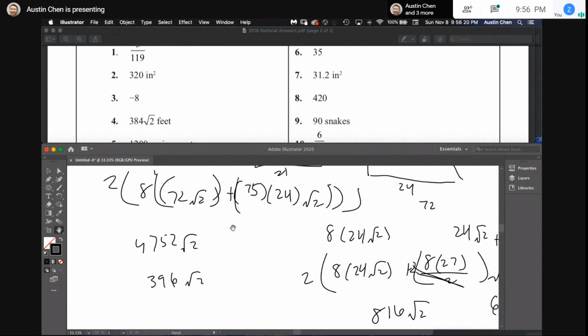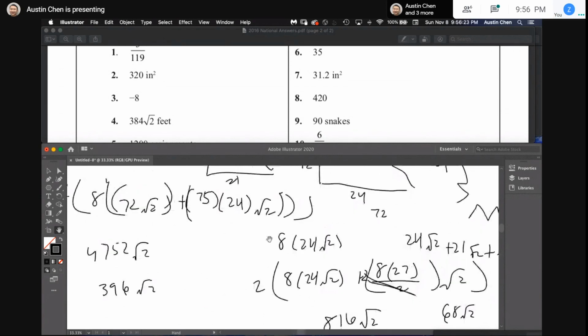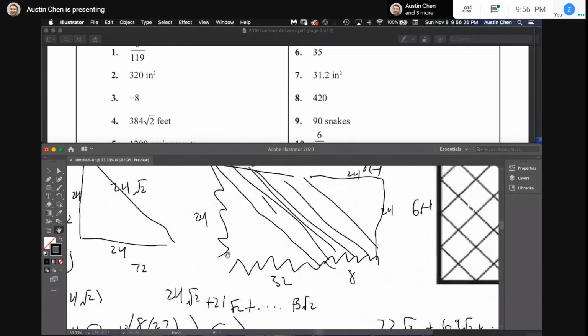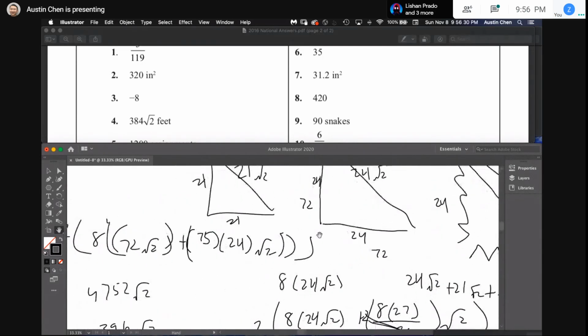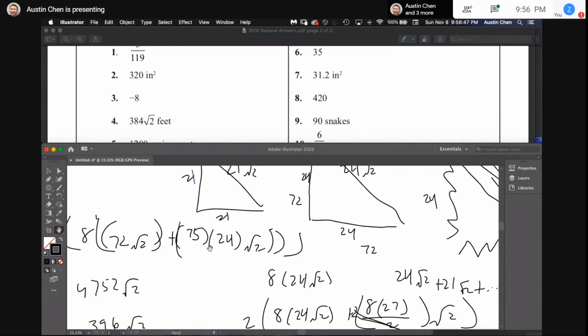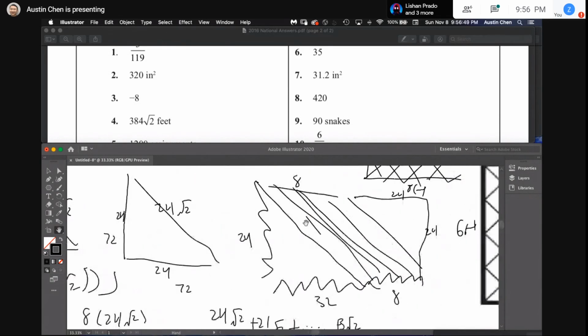So if you look back, what could you have overcounted that would make 12? We could have overcounted the diagonals somehow.